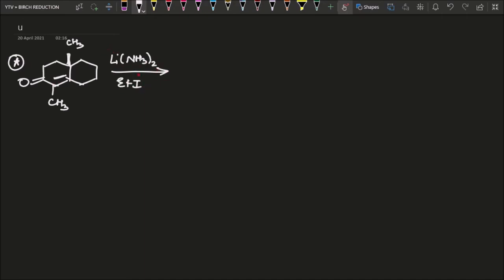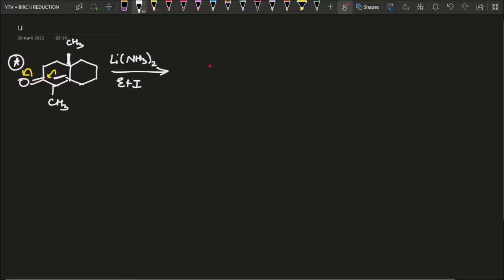Sometimes the Birch reduction reagent will be written like this. Basically it means lithium in liquid ammonia. Any alkali metal can be used for Birch reduction reaction. So what will happen in the first step? As you can see here, you can find an alpha beta unsaturated alkene, right? So the double bond will shift. This double bond is going to shift over here and this is going to shift like this.